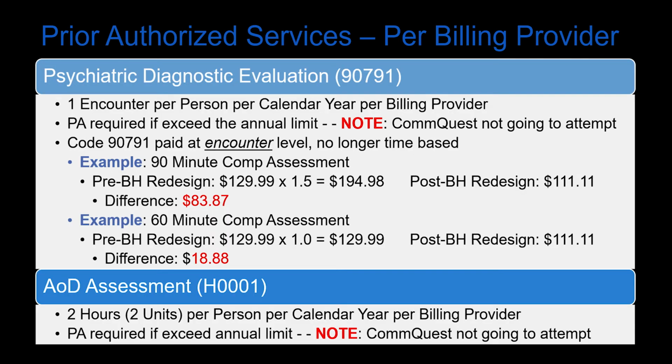Scenario number 2 is when you're asking for prior authorization per provider. This applies to that rule of you can do 1 diagnostic assessment a year.